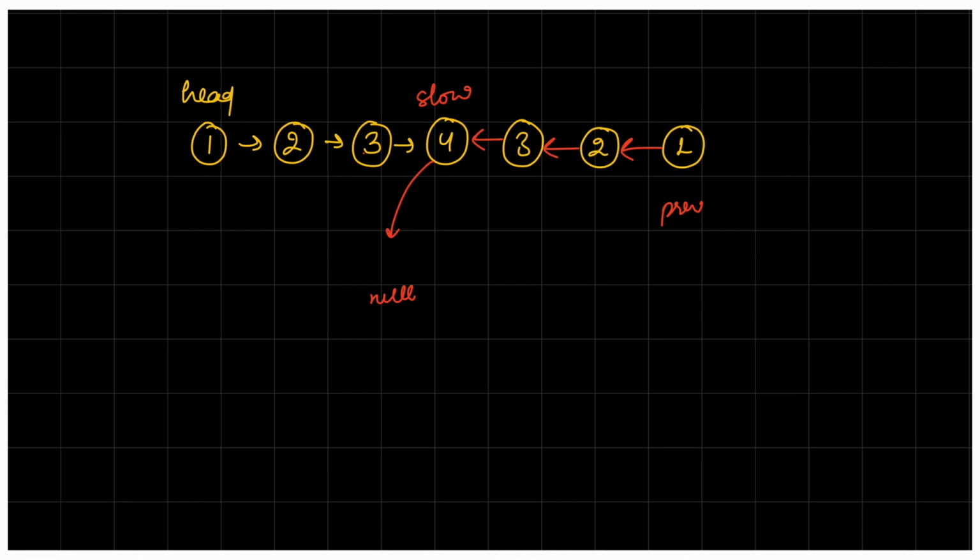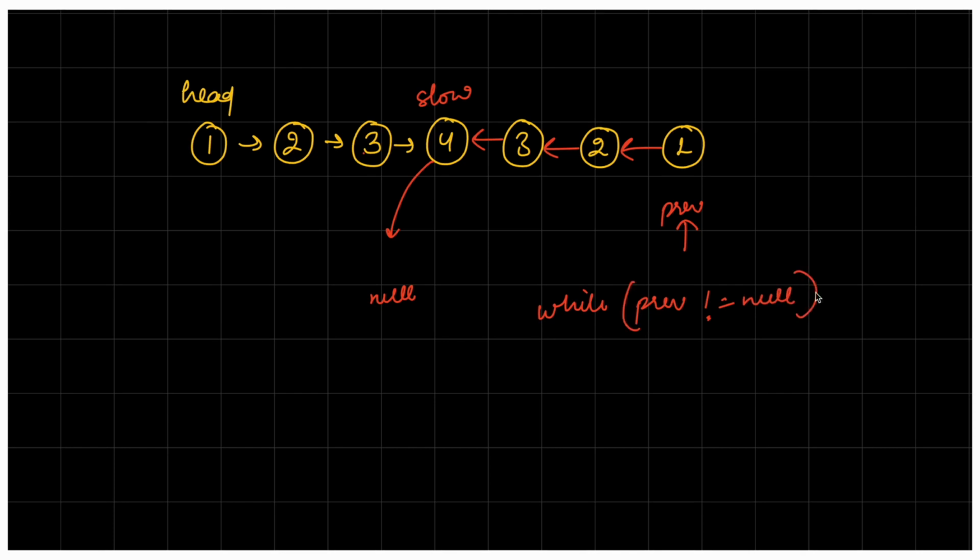Now listen carefully to what I'm going to do. I have this previous pointer which is pointing to this one, which was the last node of the original linked list. And you have this head, which is the head of the original linked list. Now you will say while previous is not equal to null.